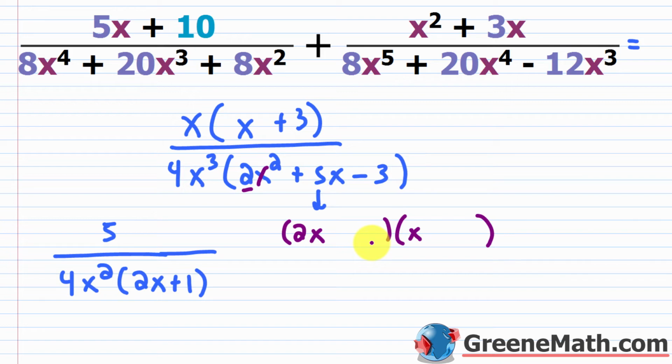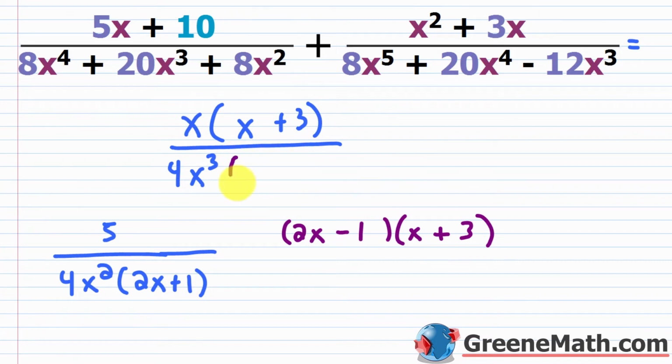Okay, so what do I want? Well, the term here is 5x, right? So that means I want to do 3 here, and I want it to be plus, and I want minus 1 here, right? The outer would be 6x, the inner would be minus x. That would give you a correct middle term of 5x. So again, let me just replace this with this 2x minus 1, and then times this x plus 3, okay?